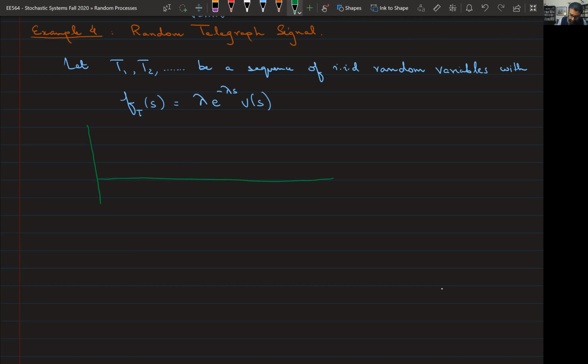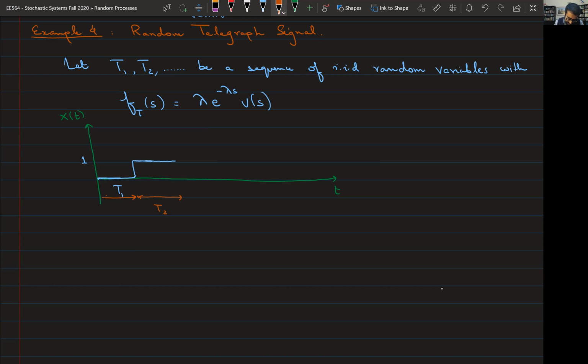So this is the time axis, right? And this is a potential realization of x of t. What happens is the random telegraph signal starts out at time t equals 0 in the off state, and it stays off for a duration of T1 seconds, where T1 is random. Then when T1 time has elapsed, it switches state to the on state, or the 1 state. How long does it stay on for? It stays on for another duration, which is equal to T2 seconds.